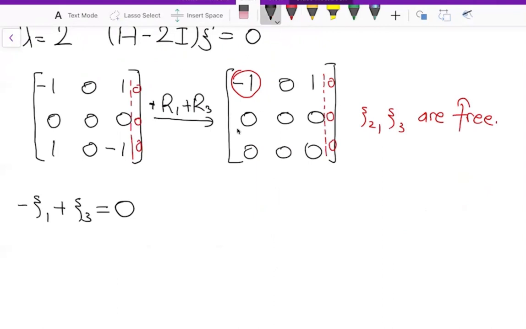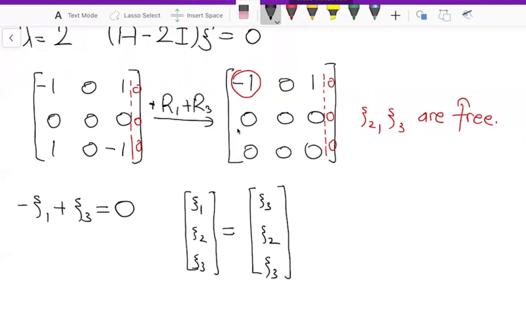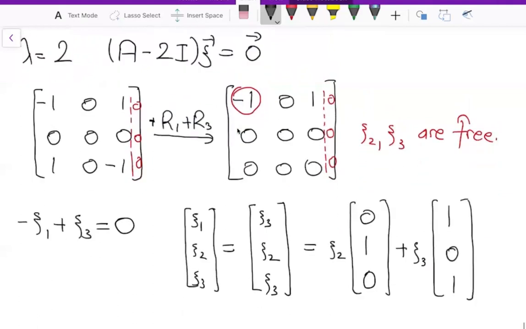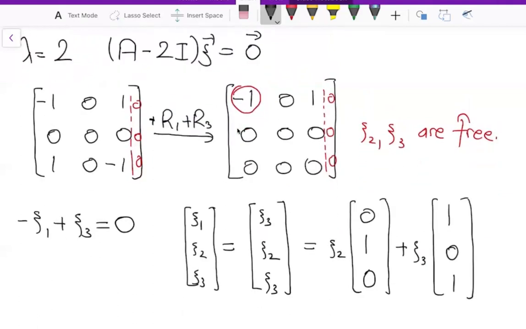So then what do we get from this? C1, C2, and C3. C3 is equal to itself because it's free. C2 is equal to itself because it's free. And as you can see, C1 is equal to C3, because we are writing things in terms of the free ones. So if you take C2 parentheses, we see 0, 1, 0. If you take C3 parentheses, we see 1, 0, 1. Okay. So we have two eigenvectors, and not only them, their multiples are too, so their linear combinations.